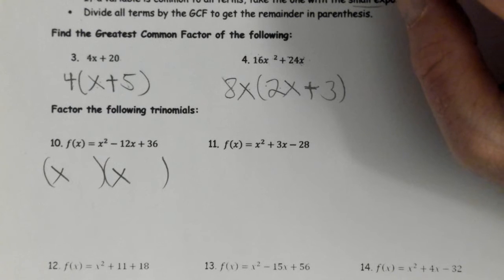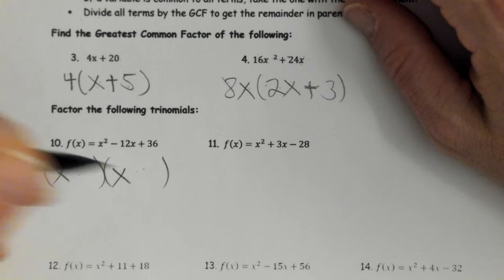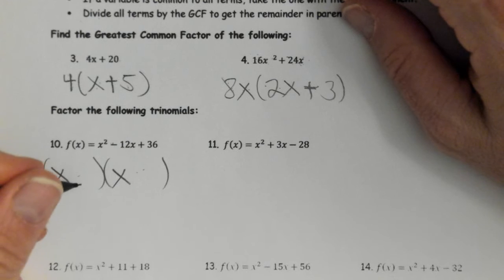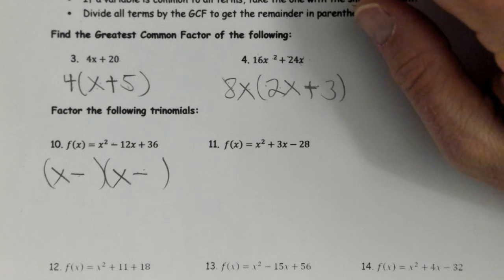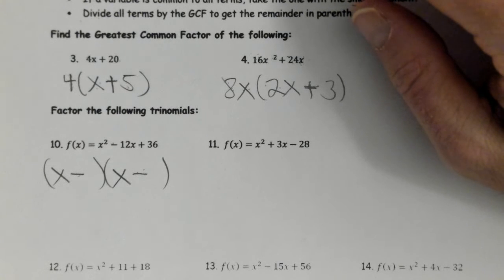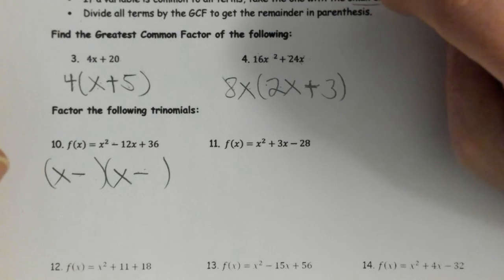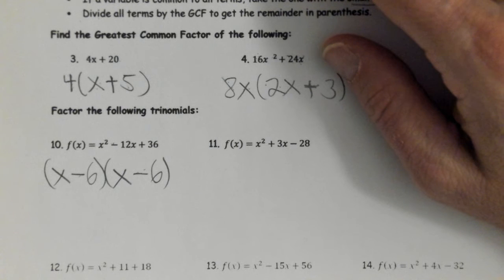However, this time we have a positive here, so I need either a positive times a positive or a negative times a negative. How do I know? I need to look right here at my middle term, and I have a minus and a minus here. In order to complete the process now, I need two numbers that multiply together to give me 36, but at the same time combine together to make 12. The two such numbers would be 6 and 6, and so that's what we get.